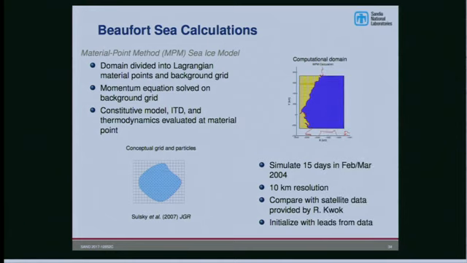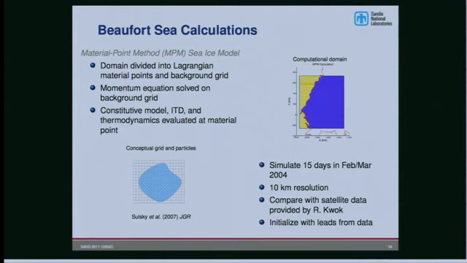So this is our computational domain. This is Alaska on the left, the coast of Alaska. And we're simulating 15 days in February and March 2004. This was data we got from Rong Kwok.